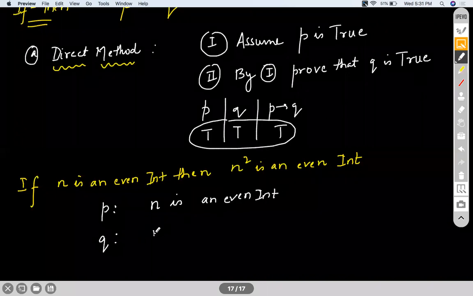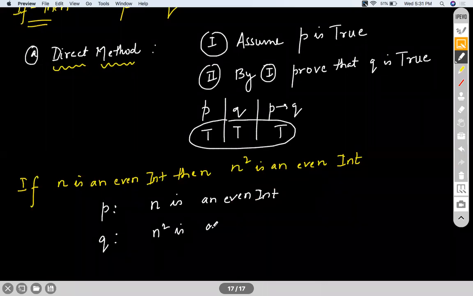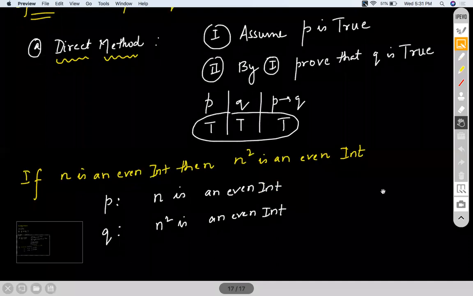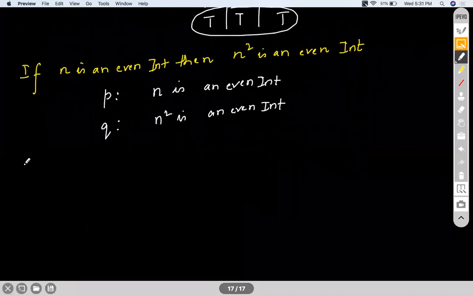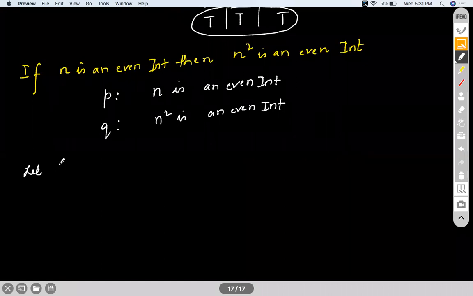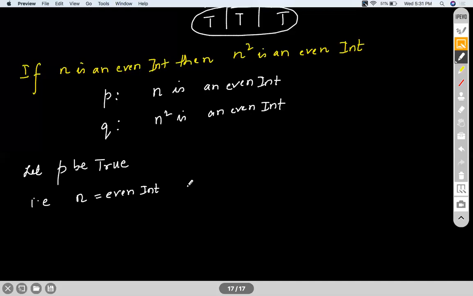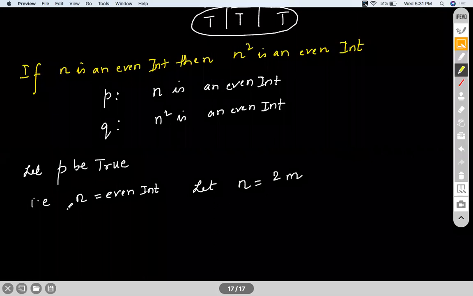And what is your consequent? N square is an even integer. Okay. Keep it as simple as possible. Do not write fancy stuff while writing statement. Now, by direct method, we'll first say let P be true. That is, you're saying n is an even number. N is an even integer. So let n be 2m, let's say. Okay.